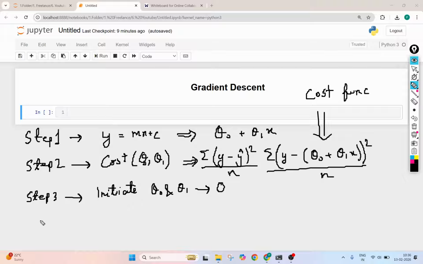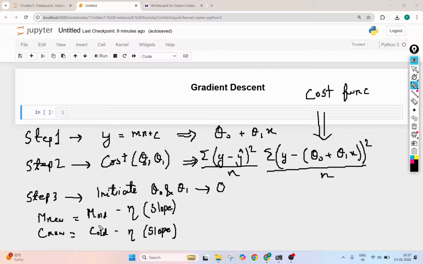Okay. Now comes the formula for gradient descent. The formula is m new or c new, whatever you want to take, equals m old minus eta, the learning rate, into slope. The same is for c. M is for slope, c is for intercept. So c old minus eta of slope. So the formula is old minus eta of slope.